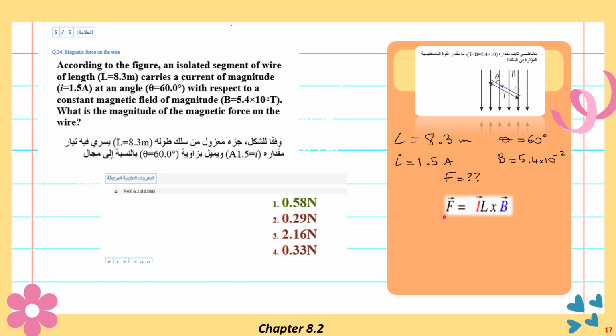Yes, it's F equal IL multiplied by B, all of them in, of course, vector product. So F will be equal to I L B multiplied by sine of the angle, as we discussed in the previous question. So I is 1.5, length is 8.3, B is 5.4 by 10 to the power of minus 2, and the angle is 60. You apply the numbers and the answer is 0.58 Newton.